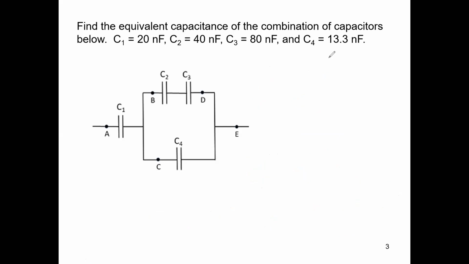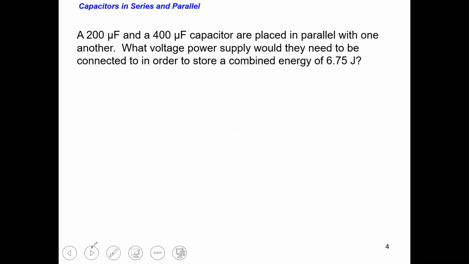All right, and there's one more example problem I want to do here. In this one, we've got a couple capacitors connected in parallel with one another, and they've got some kind of power supply that's allowing charge to be stored on those two capacitors. We're told that we want to store a total combined energy of 6.75 joules, and we're asked, if we want to store that total energy, then what voltage, what potential difference do we need to attach our two capacitors to?